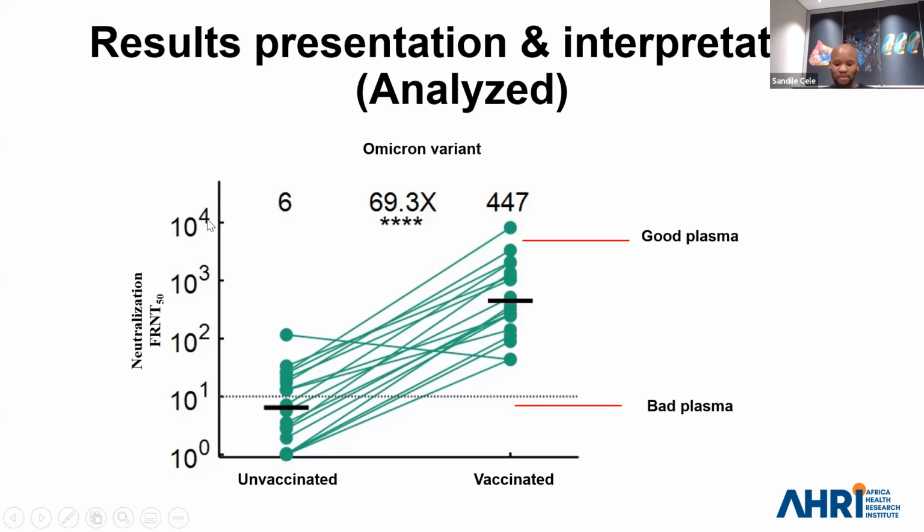From this experiment, we can see that these participants before vaccination had a low neutralization capacity against Omicron. After vaccination, the neutralization capacity of the plasma has improved from a mean of 6 to about 447, almost 70 times. So this is how you actually interpret these results.